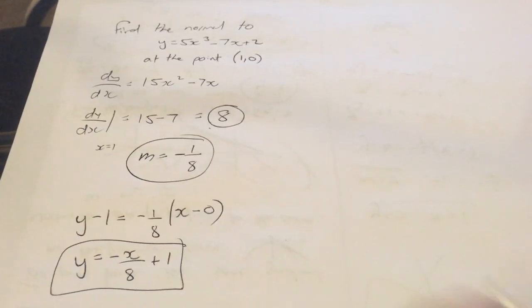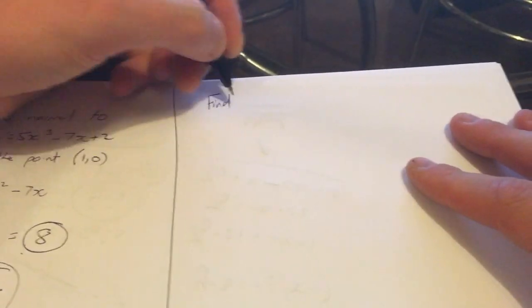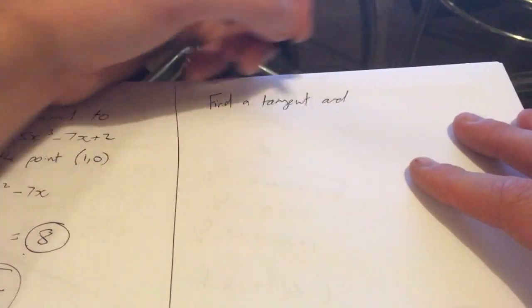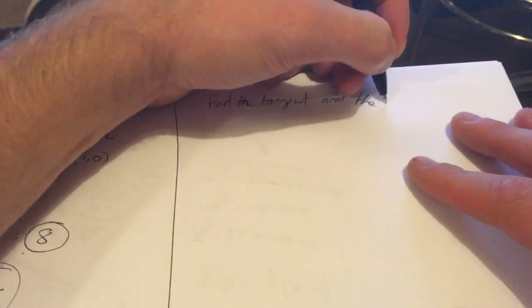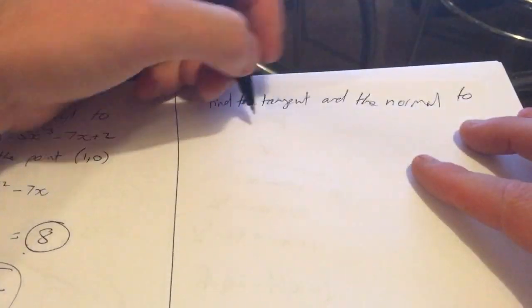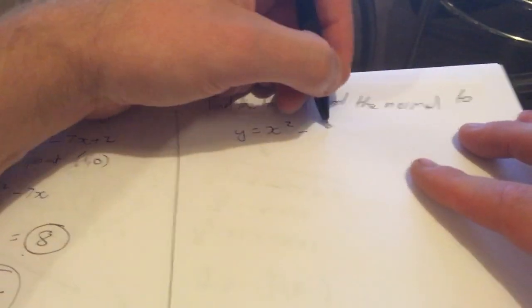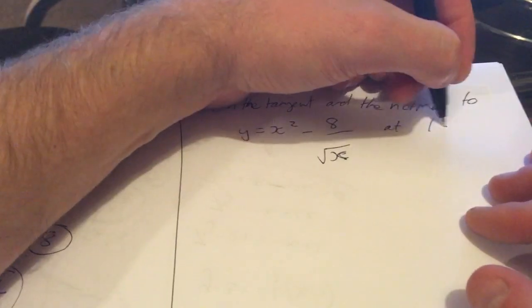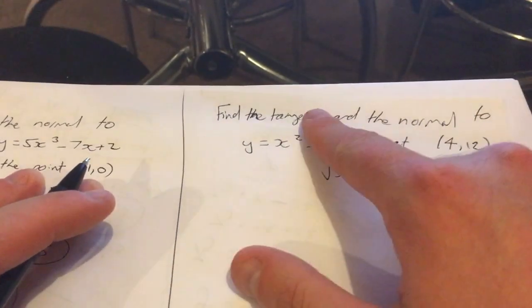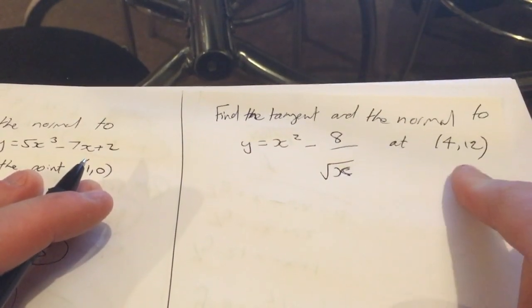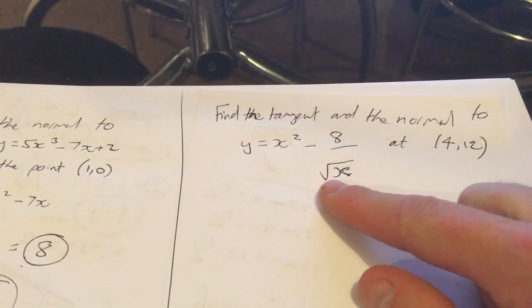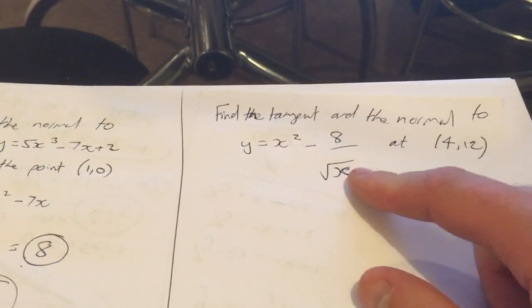Alright, one more question, then we're done for this lecture. So we're going to try and find a tangent and a normal this time. So find the tangent and normal to this curve at that point there. So, a difficult example. We've got a root sign here on the bottom, so we have to sort that out first.